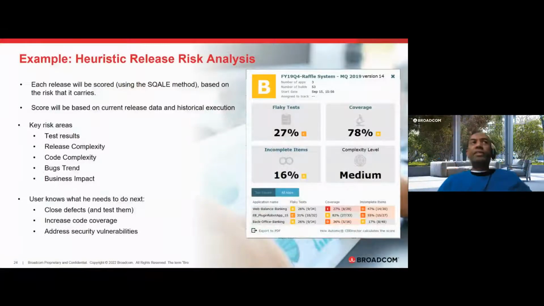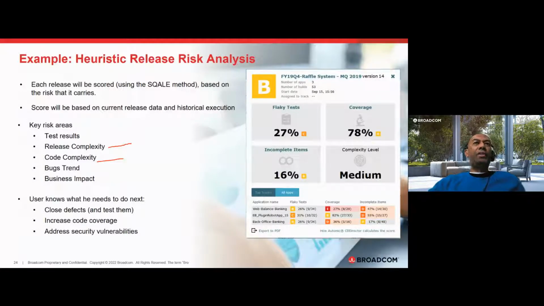One is to use heuristics. For example, we know that if you have high code complexity, or high release complexity, chances are your release or change is going to be riskier. So we know these things from heuristics, and we build rules to look at every change, every release, or every deployment, apply those rules to come up with some kind of score, and provide the feedback to our developers and testers.